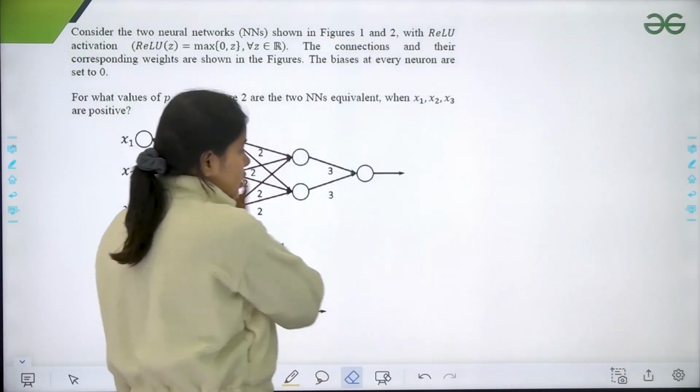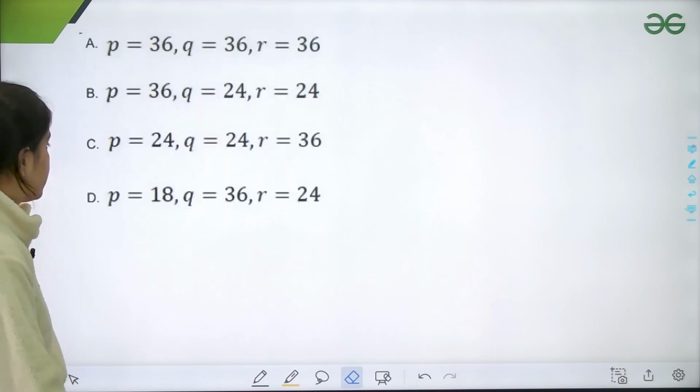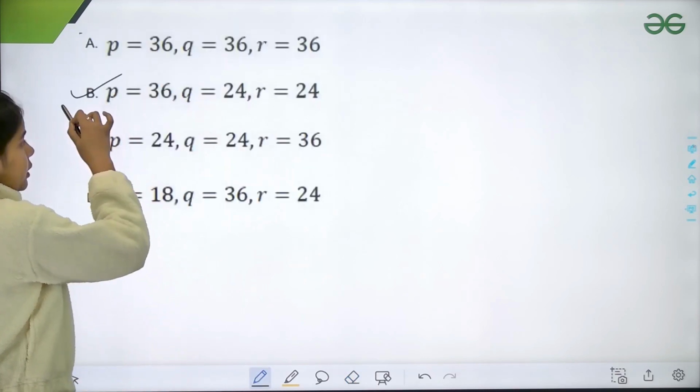So that's how we just have to pass all the values through the neurons and we'll get the final answer, right? So which option is true? Option B is true here.